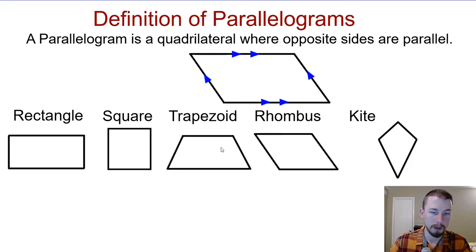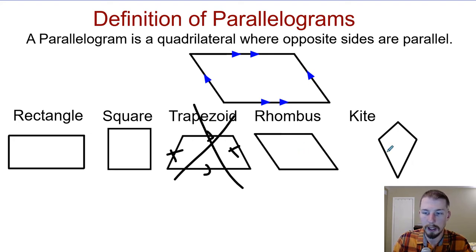What about a trapezoid? A trapezoid is interesting because we have one set of parallel lines, but the other two are not necessarily parallel. So this one is not going to be a parallelogram. A rhombus, are both opposite sides parallel? Yes, that's true. What about a kite? Clearly those are not going to be parallel, so a kite has no parallel lines.